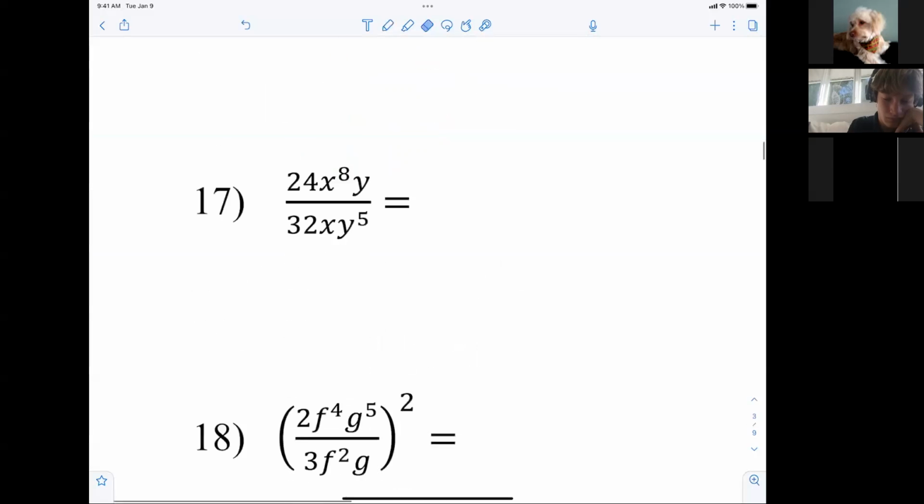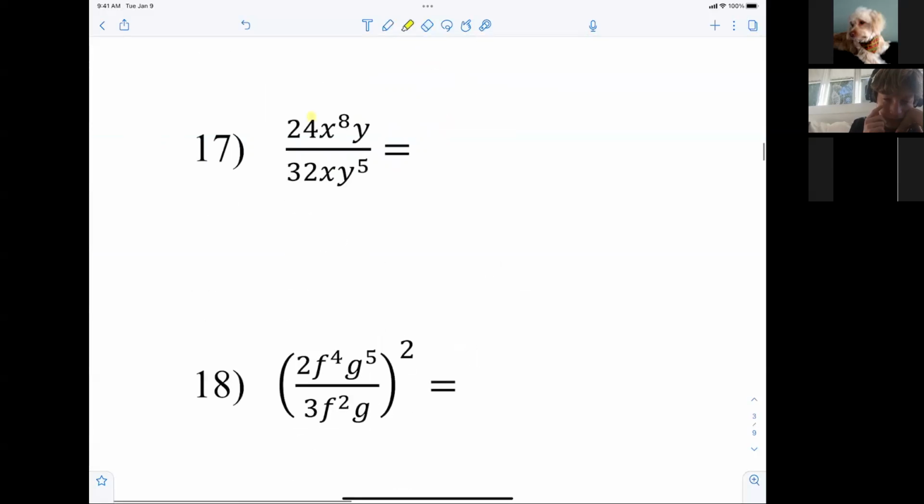All right, here we go. 17. Reduce the fraction. 24 over 32 can be reduced by a factor of 8, right? When I divide by 8, I end up with 3/4. I have 8 on the top, 1 on the bottom, which gives me what? X to the 7th. And then y to the 4th, where at?